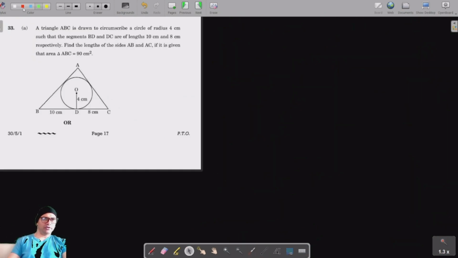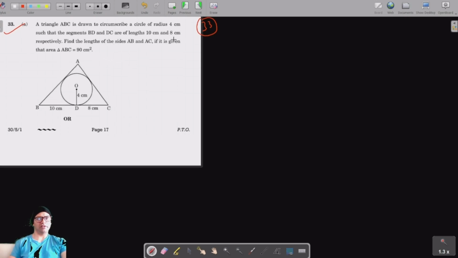Okay, for question number 33, part A, and we are going to solve the second part as well. It's given that triangle ABC is drawn to circumscribe a circle of radius 4 centimeters, so that the segments BD and DC are of length 10 and 8. And we have to find the length of the sides AB and AC.